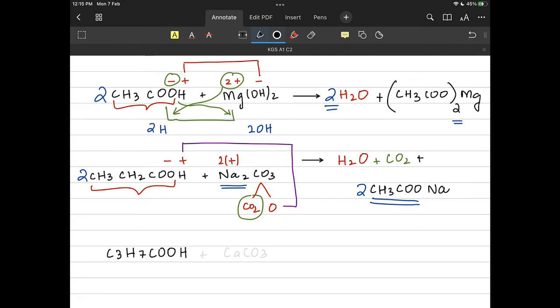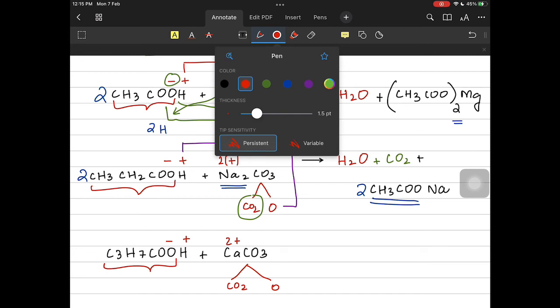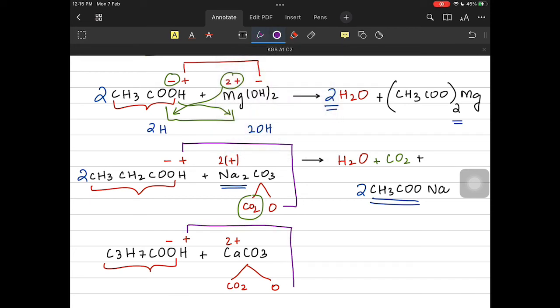Now imagine we have a 4 carbon carboxylic acid and calcium carbonate. We know carbonates are a combination of carbon dioxide and oxygen, while the acid has H plus and the rest of the ion is negative. We again combine the H plus with the oxygen from the carbonate to give us a water molecule. So the H from the acid goes with the oxygen from the carbonate and gives us water molecule. What happens to the carbon dioxide? It is released as a gaseous product, while the calcium ion goes to the anion of the carboxylic acid.